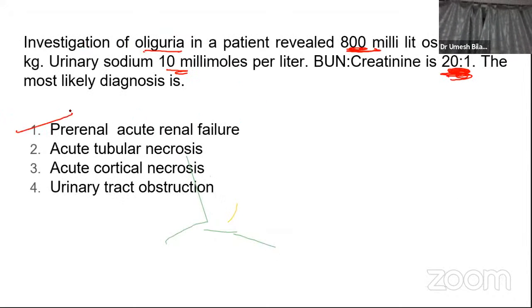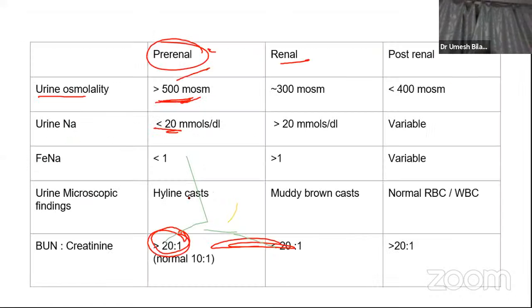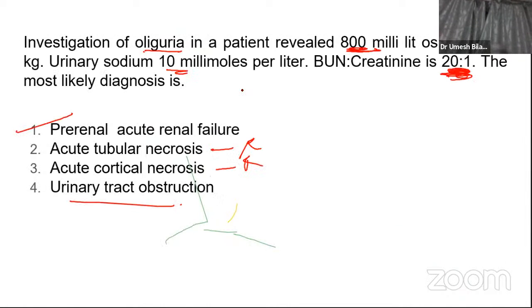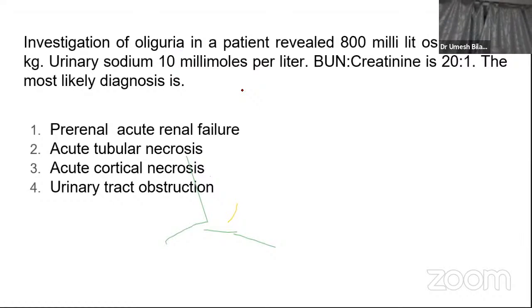Pre-renal acute renal failure is the correct answer. Acute tubular necrosis means it becomes renal. Acute cortical necrosis becomes renal. Urinary tract obstruction means post-renal, and in post-renal the osmolality will be less than 400, whereas it is 800 in this case. And urinary sodium of course also matches there, 20. Because urinary osmolality of 800 milliosmoles is very high, it is a pre-renal problem. So the answer is, as you told, the first one.